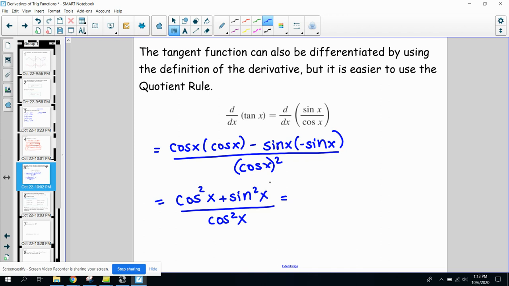From our trig identities, cosine squared x plus sine squared x is equal to 1. And then on the bottom we have cosine squared x. So 1 over cosine squared x is the same thing as saying secant squared x. So the derivative of the tangent of x is secant squared x. So that's one of those that you can remember. If you forget that it's secant squared, you can change it to sine over cosine and then do the quotient rule and figure out the same derivative.